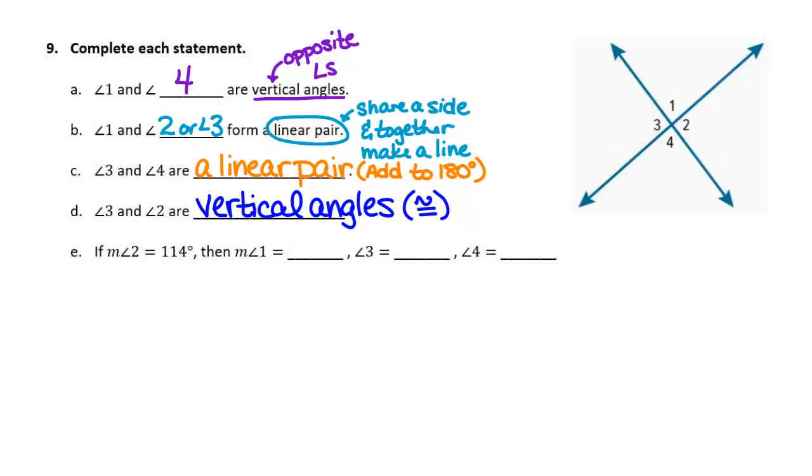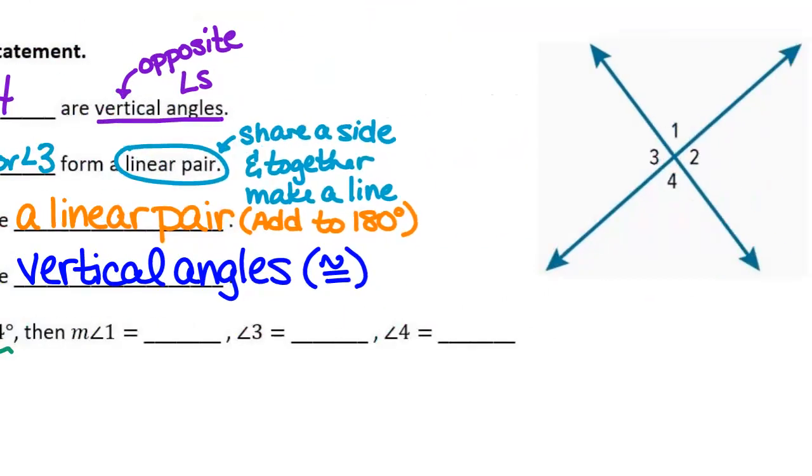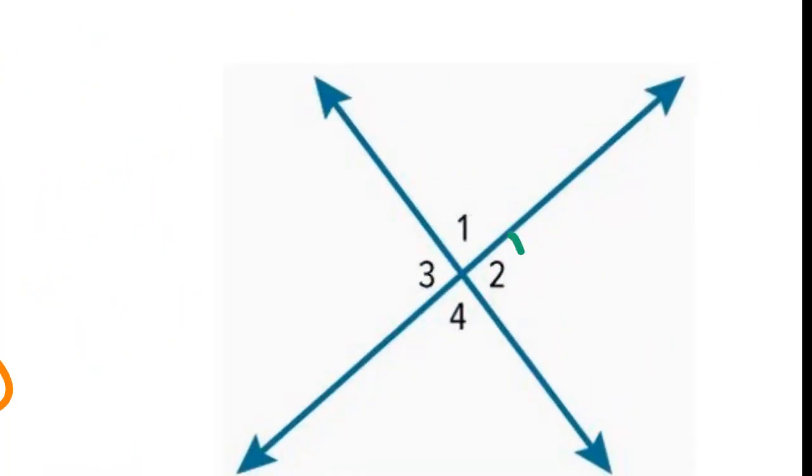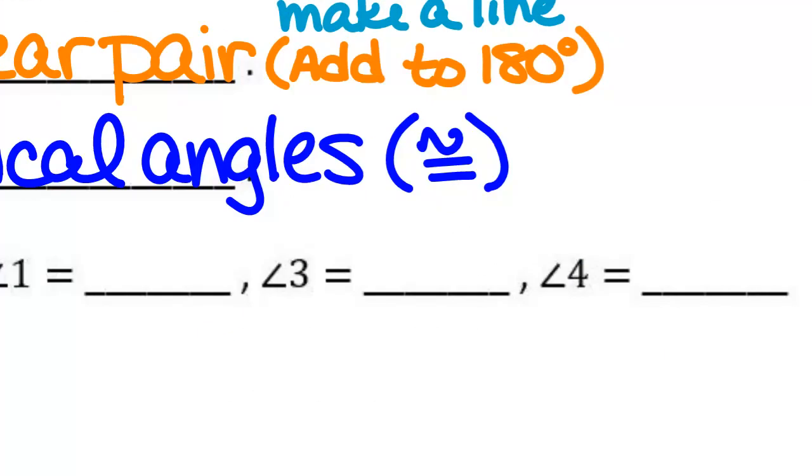And I bring that up because now we get to part E here. It says angle number 2 is 114 degrees. So here's angle 2. That's 114 degrees. There's another angle up there that I know is the exact same size. Angle 3. Angle 3, the vertical angle, is the same size, so I can add that on the blank line here. 114.